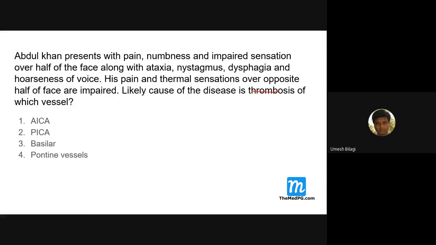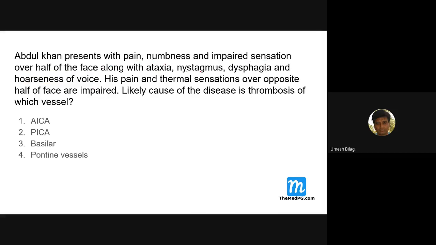So that means the spinothalamic tract is on one side, and the pain and thermal sensations over the opposite half of the face are impaired. The likely cause of the disease is thrombosis of which vessel, they're asking. Now, he has pain, okay, that's what is described. The opposite side is gone, and he has impaired sensations over half of the face with ataxia, nystagmus, dysphagia, and hoarseness of voice.